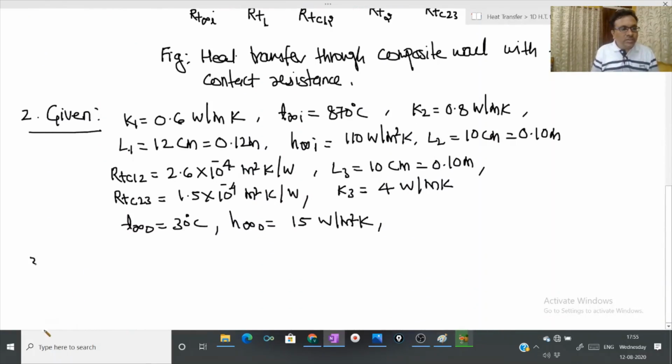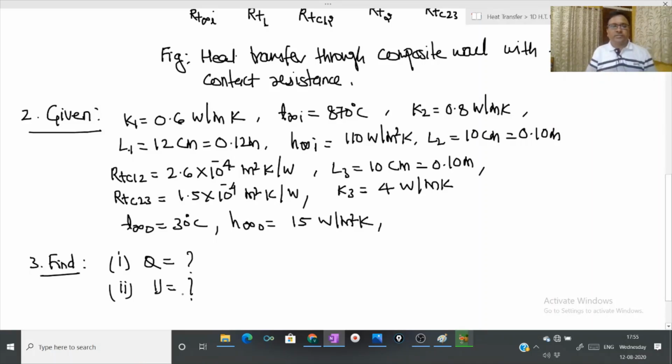Let us enlist what is to be found out. The very first thing you are supposed to calculate is rate of heat transfer, and the second thing is overall heat transfer coefficient.